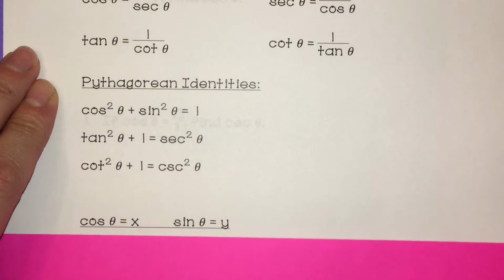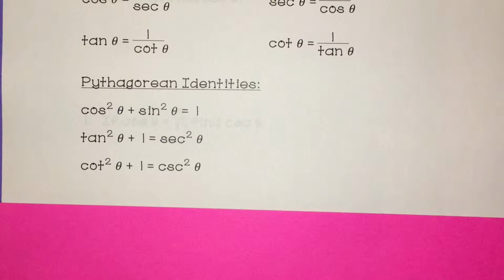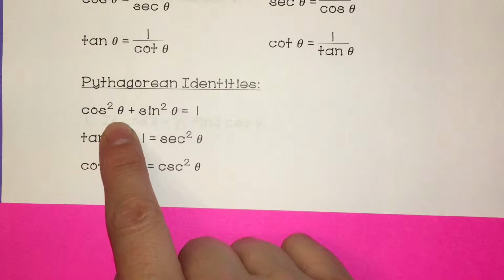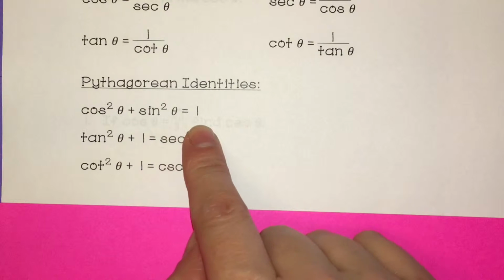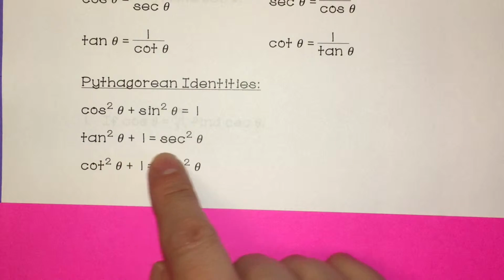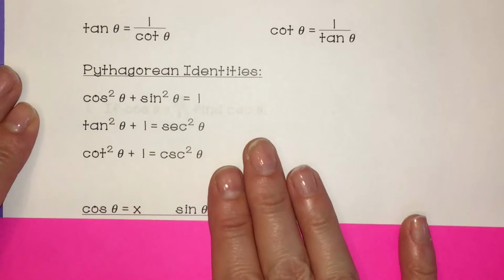All right, we also have Pythagorean identities. These are going to be the last of the identities that we're going to use for this lesson. So, cosine squared theta plus sine squared theta is equal to 1. Tangent squared theta plus 1 is equal to secant squared theta. Cotangent squared theta plus 1 is equal to cosecant squared theta. So these again are really important.